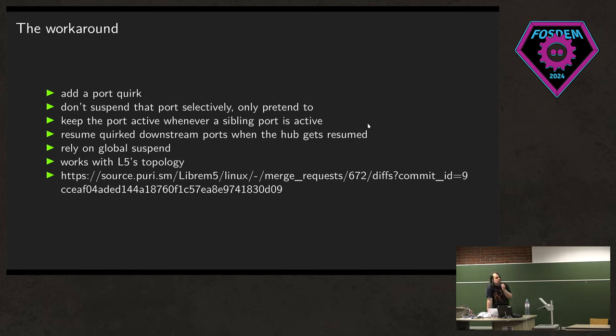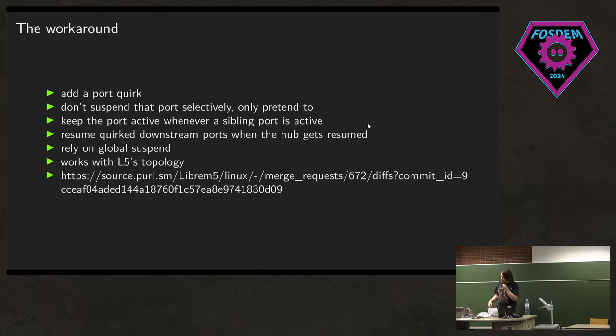Since this would cause troubles, as if we just pretend that the device is suspended, we stop polling it for more information, but the device isn't actually suspended, so it can't wake itself up. So to prevent that from happening, we keep such quirk ports active whenever any sibling port is active as well. When the hub gets resumed, all ports marked with this quirk are also resumed. This lets us rely on global suspend, when we just stop sending any communication and all the devices suspend at the same time, preventing this race condition from happening.